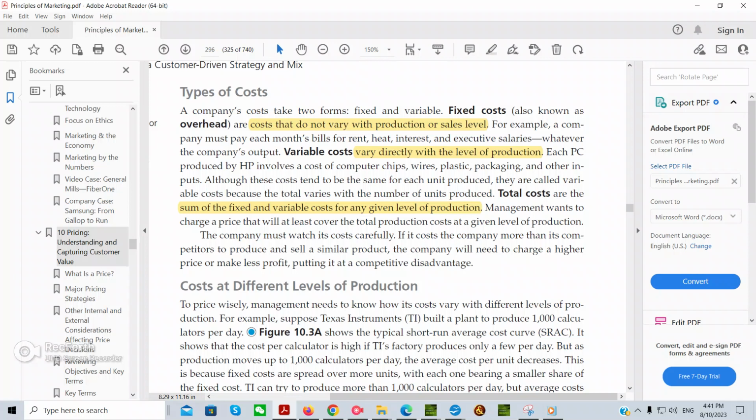Management wants to charge a price that will at least cover the total production costs at any given level of production. The company must watch its costs carefully. If it costs the company more than its competitors to produce and sell similar products, the company will need to charge a higher price or make less profit, putting it at a competitive disadvantage because the competition is making it cheaper than you.